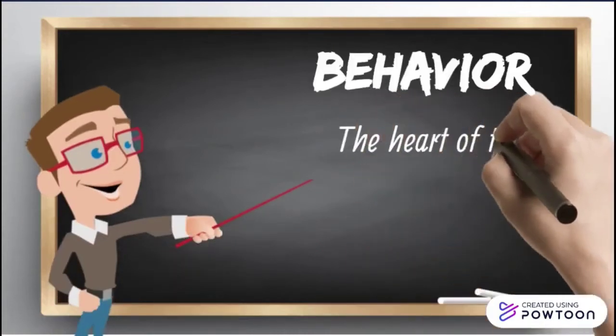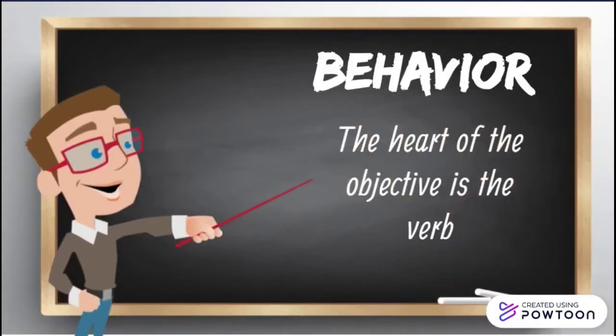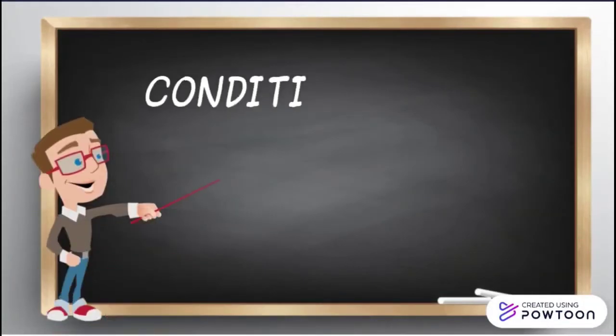Second will be the behavior to be demonstrated. The heart of the objective is the verb, describing the new capability that the audience will have after instruction. This verb is most likely to communicate your intent clearly if it is stated as an observable behavior. Next would be the condition and the degree.